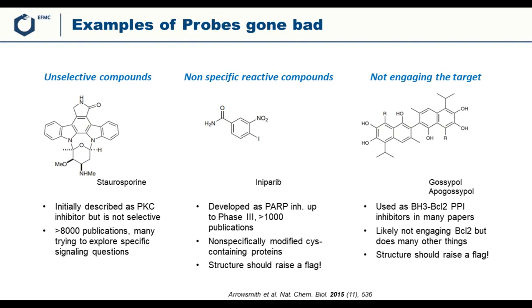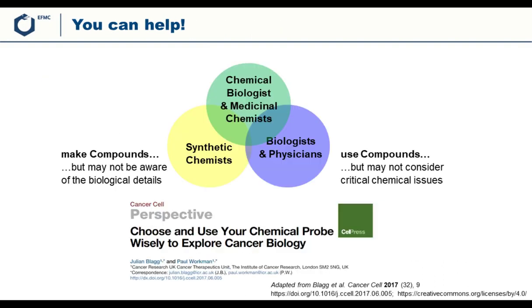The compounds on the right, gossypol and apogossypol, are other examples of compounds not engaging their targets. They were used as BH3 BCL2 PPI inhibitors in many papers, but it's now likely that they're not even engaging BCL2, but acting via other mechanisms. Again, in the eye of a chemist, this structure should raise a flag.